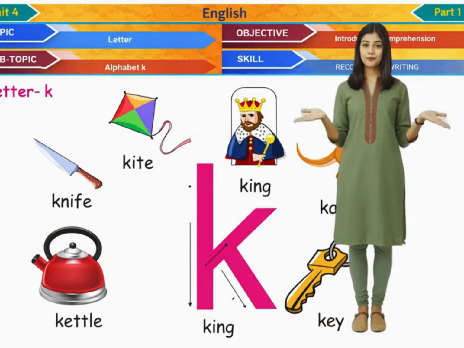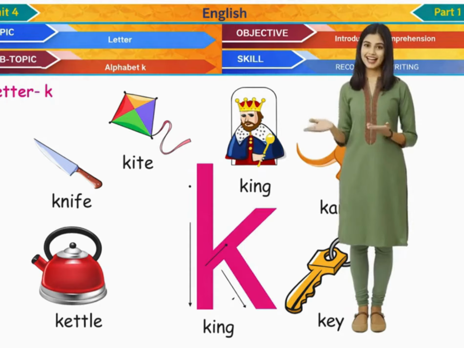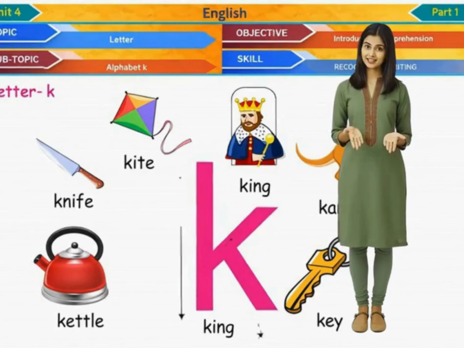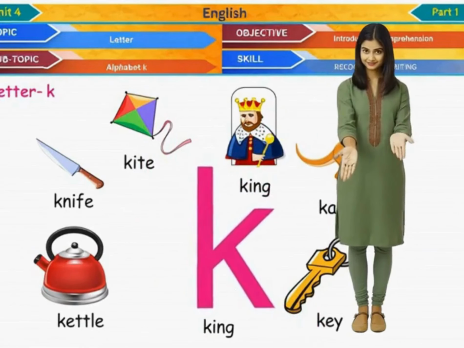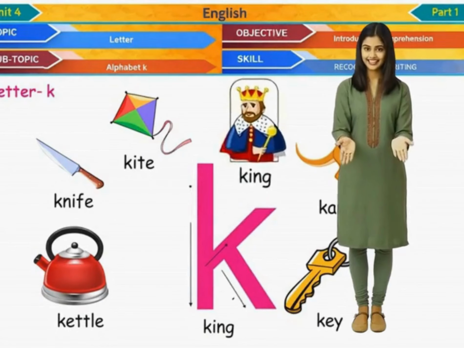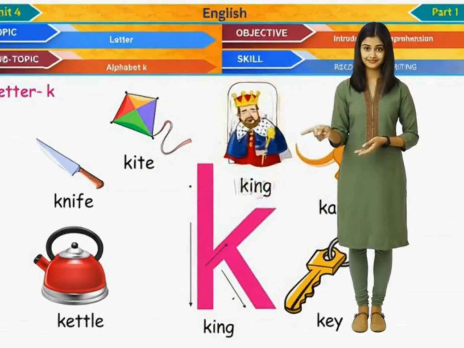Hello children, welcome back to our new session. Today we are going to learn a new letter, K. Look at this big letter. This is letter K. Let us say it together. K. Look at King. K is for king. A king lives in a big palace and wears a crown.